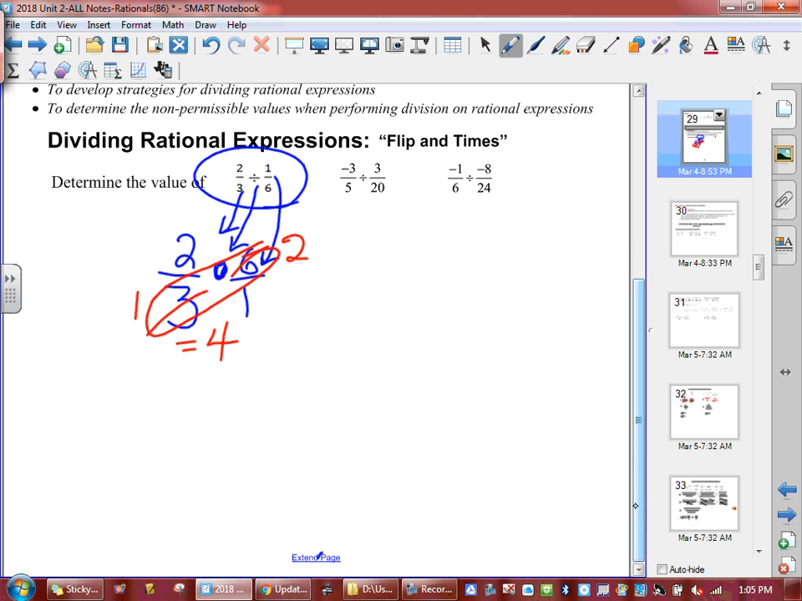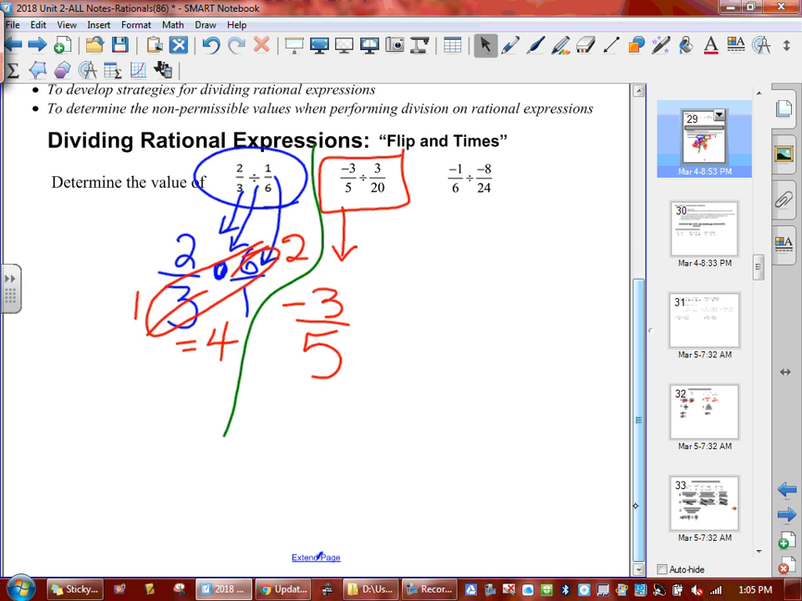Okay? Good question. So the next one is negative 3 over 5 dividing 3 over 20. So now the first one comes down the same way. Negative 3 over 5 doesn't change. And then we're going to flip the 3 and the 20. So 20 is upstairs, the 3 is in the bottom. And now we switch it to multiplying. So let's see if we can cross simplify. So 20 and 5, what do they divide by? 5. We get a 1 on the bottom, a 4 on top.